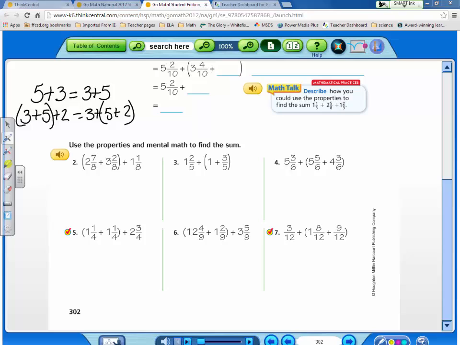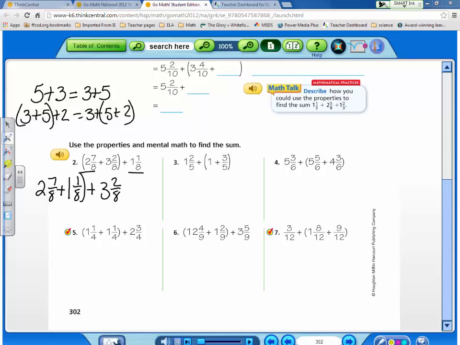So let's take a look at these problems and see how we can use those to make this a mental math problem. Our goal here is to make 1 out of our fractions. So if we look at question number 2, we're dealing with eighths. So we would want our numerators to add up to 8. So if we look at these, we can see that we have a 7/8 here and a 1/8 here. So if we reorder these, we could have 2 and 7/8 plus 1 and 1/8 plus 3 and 2/8.